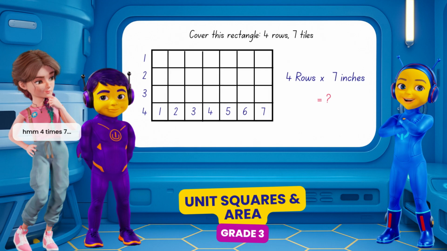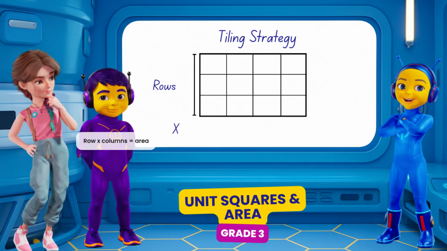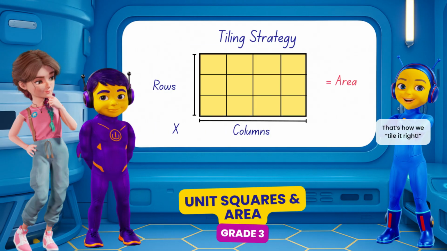4 times 7. 28 square feet. We're using a tiling strategy. When we lay down rows and count, we multiply. Rows times columns equals area. That's how we tile it right.